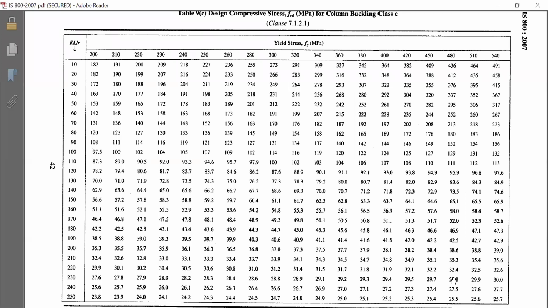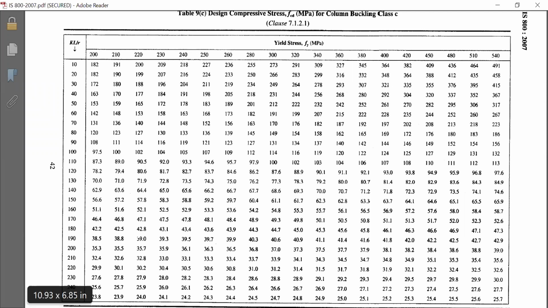Now here, if you keenly observe, the values of KL by r start from 10, and with every 10 interval they end at 250. The last value of slenderness ratio is 250, but the slenderness ratio which you have obtained is 283.5. So for 283.5, you don't have the values of FCD.